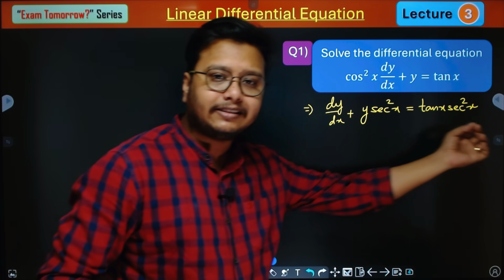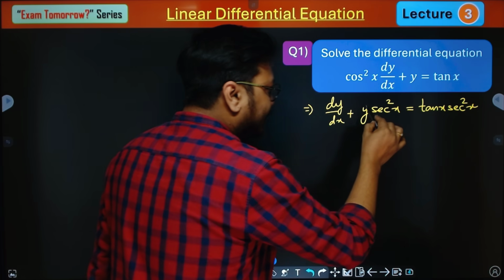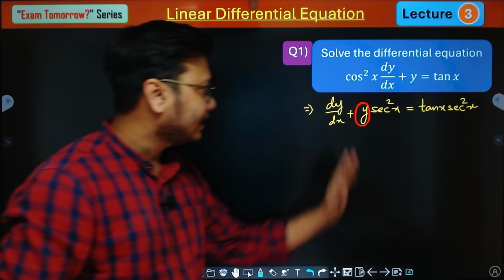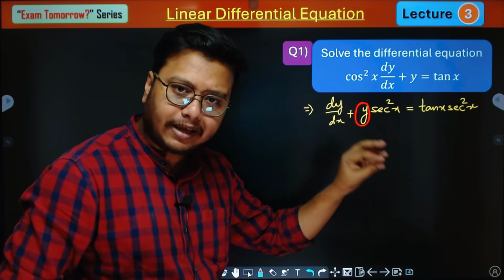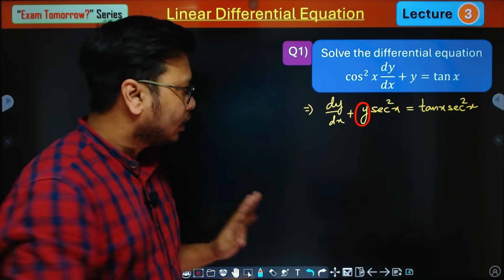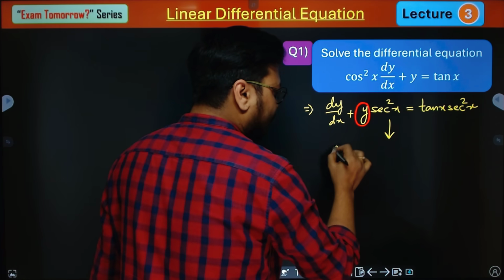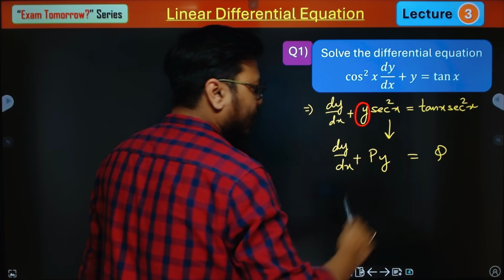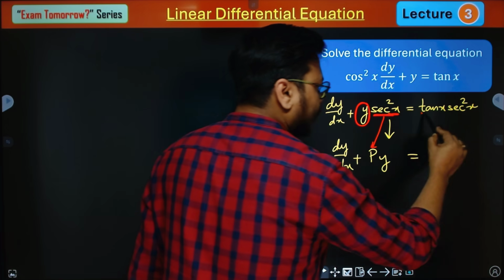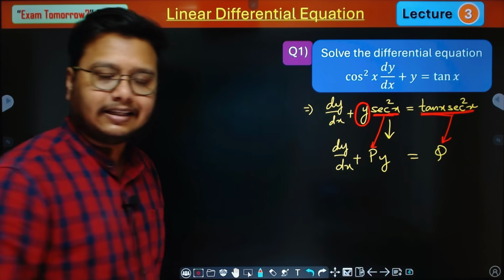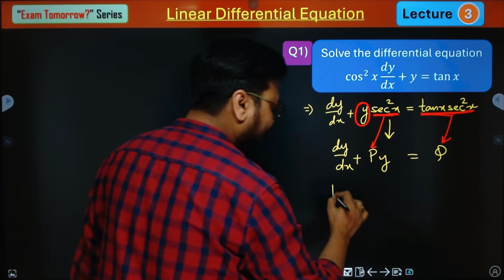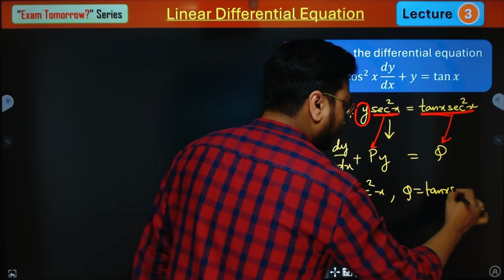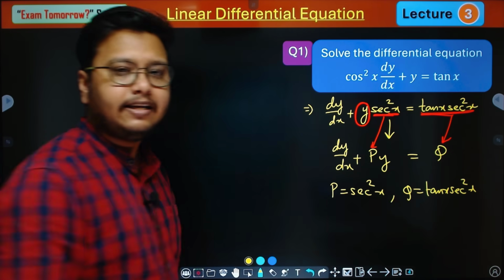So now if you look at this differential equation, you can see it is linear in y because y is the only linear term present. Rest all the terms are functions of x and they are in a non-linear format. So basically this differential equation is of the format dy dx plus py equals q, where your p is sec square x, your q is the entire right hand side. Okay, so we can say p is sec square x and q is tan x sec square x, and this is linear in y.